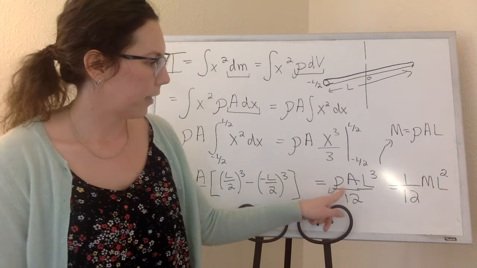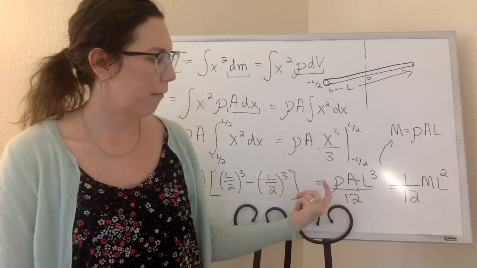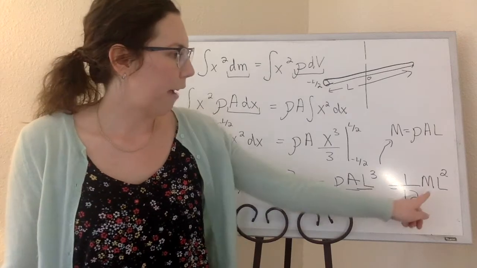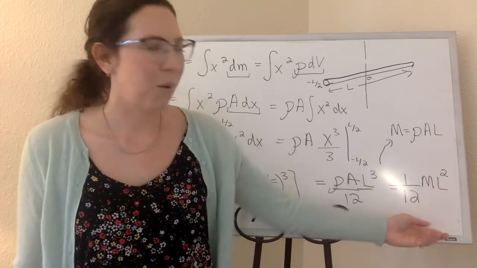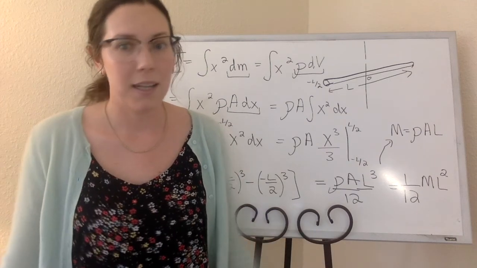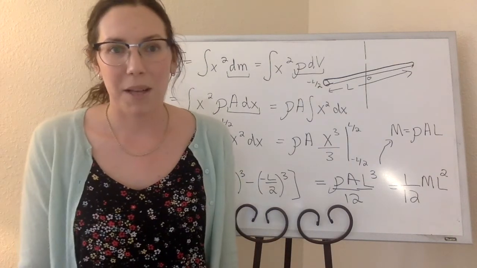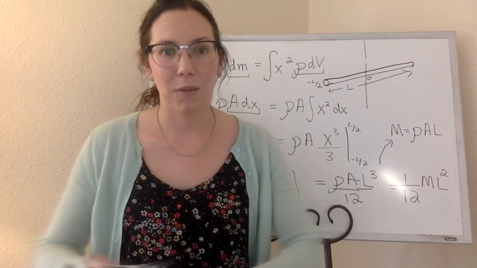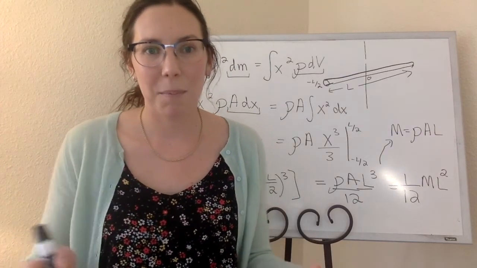So notice we have density times area, and then I pull out one factor of that length and replace that with the mass. So we're left with only L squared. So our moment of inertia for this thin rod rotated about its center is 1/12 ml squared. So we do know that the moment of inertia depends on the axis of rotation, so let's try part B.